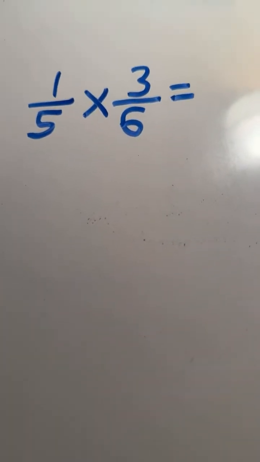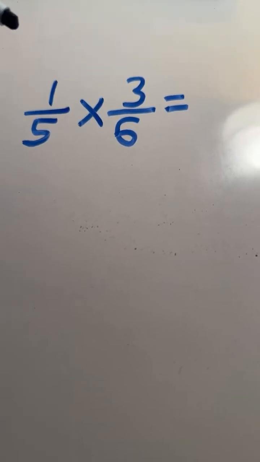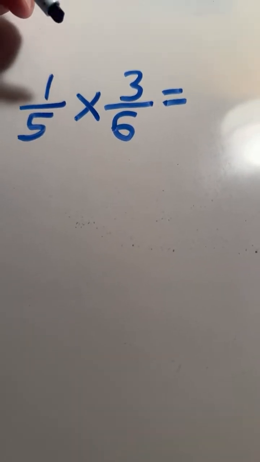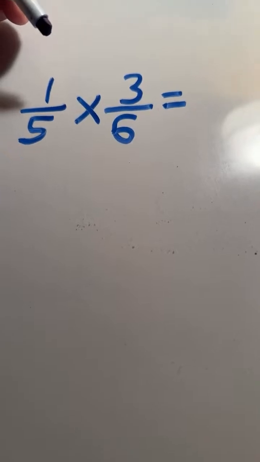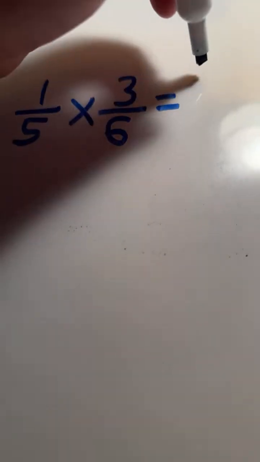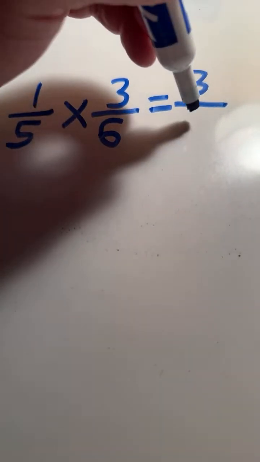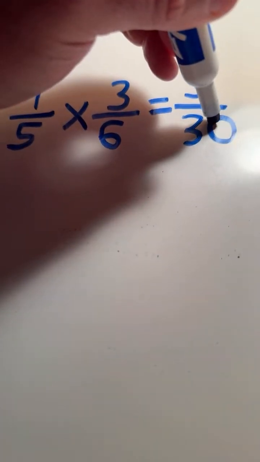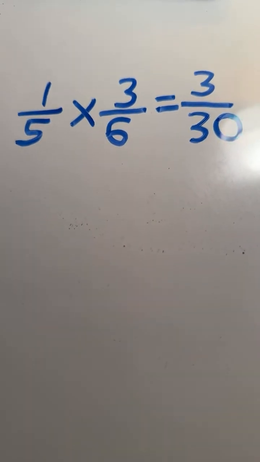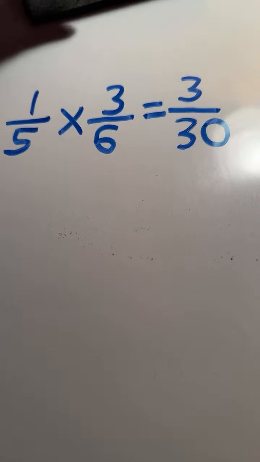All right, 1/5 times 3/6. 1 times 3 equals 3. 5 times 6 equals 30. And we have our final answer: 1/5 times 3/6 equals 3/30. All right, next example problem.